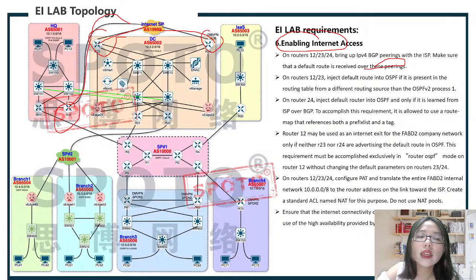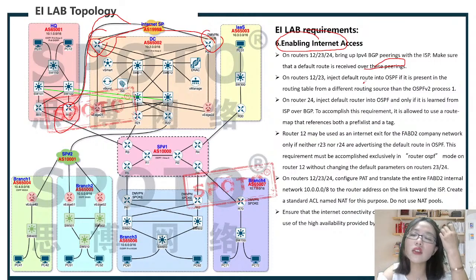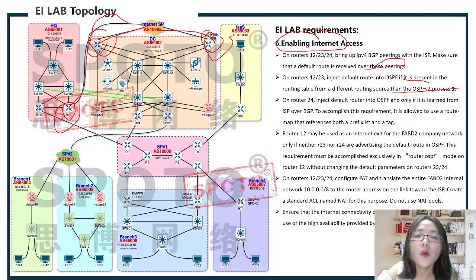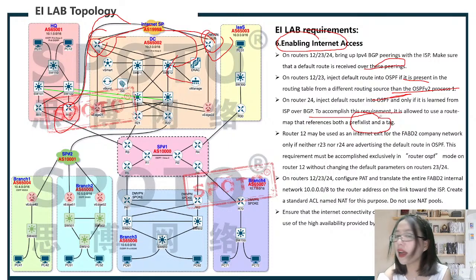On router 12 and router 23, inject the default route into OSPF if it is present in the routing table from a different routing source than the OSPFv2 process 1. On router 24, we should inject the default route into OSPF only if it is learned from the ISP over BGP. To accomplish this requirement, it is allowed to use a route map that references both a prefix and a tag.